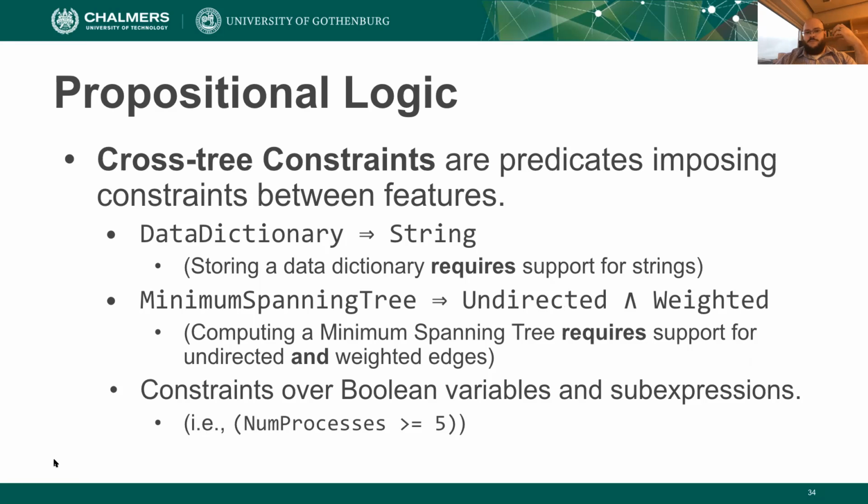These constraints are generally over Boolean variables, since our features are usually included or not. But sometimes you have features that have a value. They're not just yes or no, and that is fine too. So for example, maybe you have a constraint if the number of processes in a multi-threaded system is greater than or equal to 5. So we have some feature, which is the number of processes, and that has an integer value. That's also possible in this type of system.